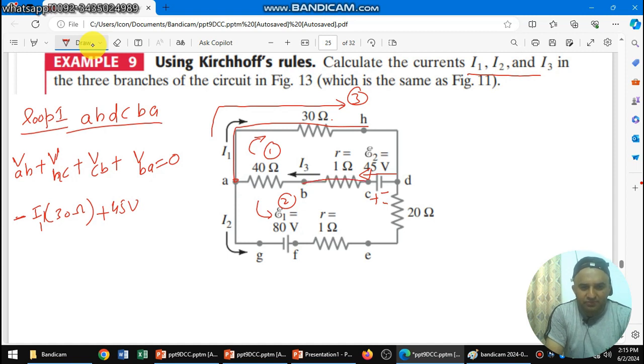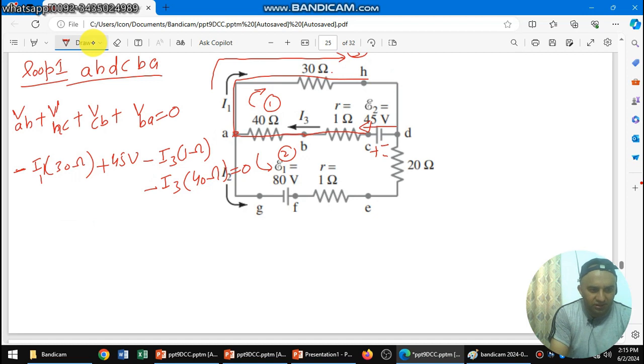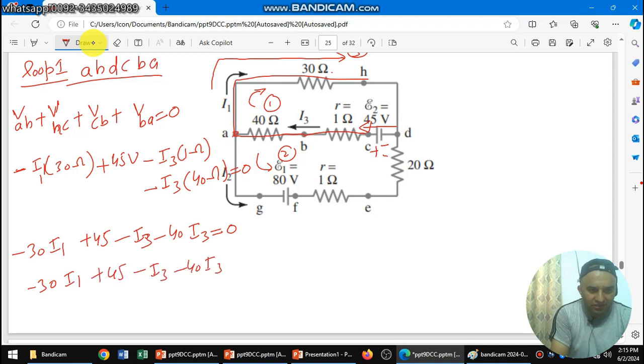Then C to B we have a 1 ohm resistor, so minus I3 is current and resistor is 1 ohm. Then finally B to A, minus I3 and resistor is 40 ohm, which is equal to 0. Now we have minus 30 I1 plus 45 minus I3 minus 40 I3, which is equal to 0.